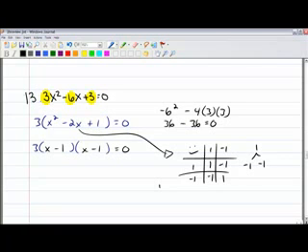And there you go. So the solution is x equals 1. Notice the value of 1 is what makes this set of parentheses 0 and also this set 0.